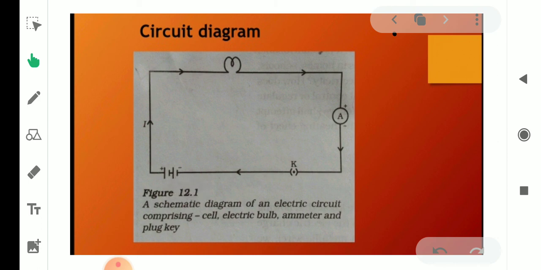If you write negative and positive the wrong way, then this circuit diagram becomes wrong. So always remember the connection: positive of the battery is connected to positive of the ammeter, and negative of the ammeter is connected to negative of the battery. Negative to negative connection, positive to positive connection. In the same way for the voltmeter also. This is a key which is closed. So this is a simple circuit diagram.